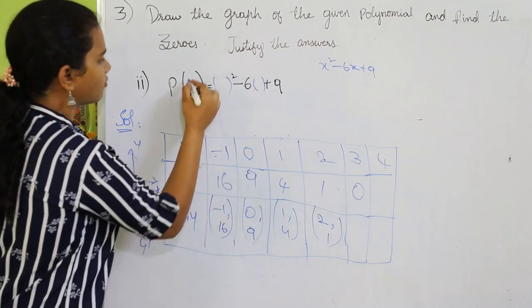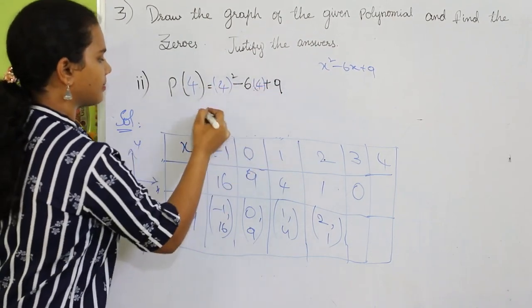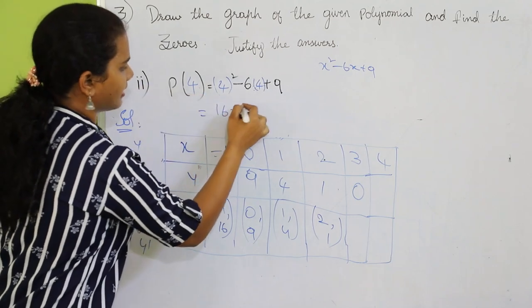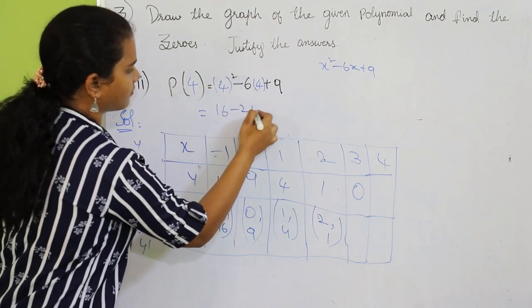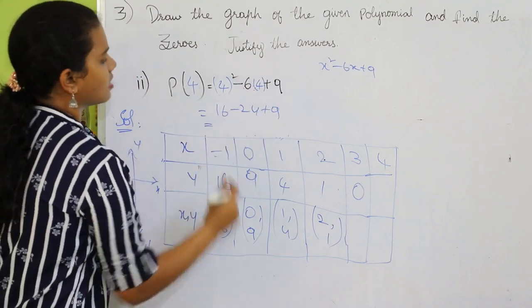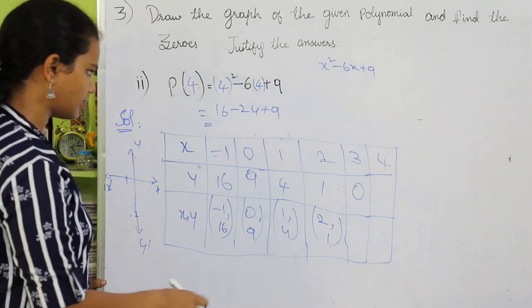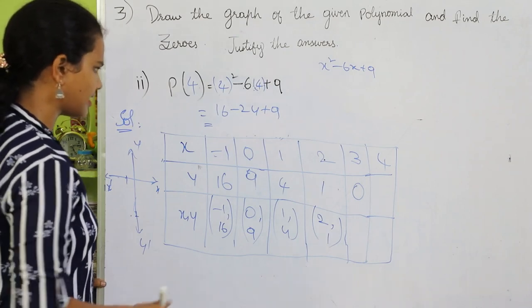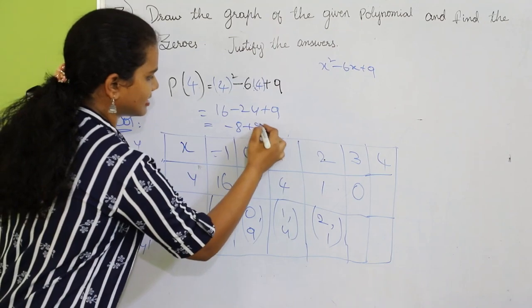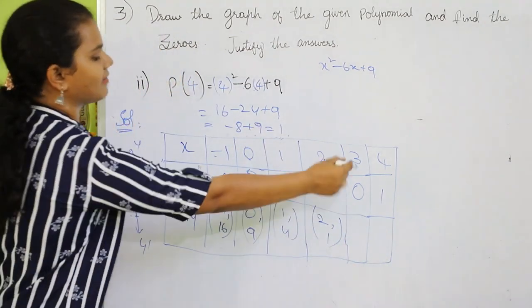Now let me go for the next one, the fourth one. You take 4, it's optional, but you take 4. Now 16 minus 6 into 4 is 24, minus 24, and plus 9. Now 24 minus 16 minus 1 minus 6 gives minus 8. Minus 8 plus 9 gives 1. Therefore, the value is 1.